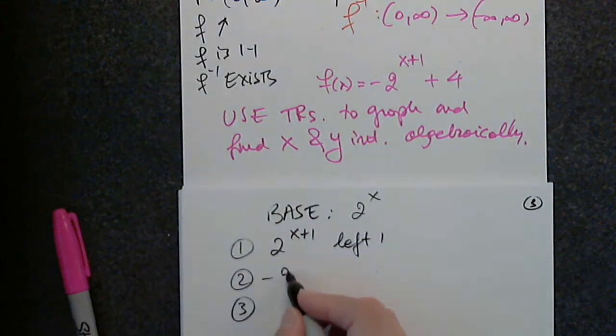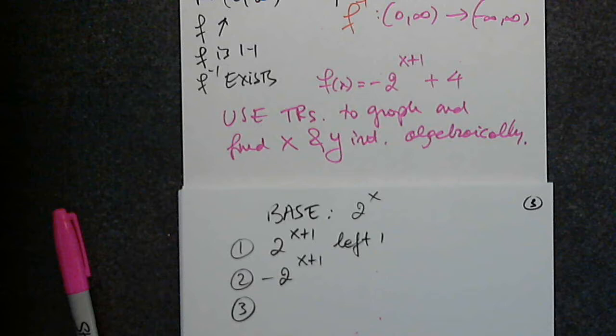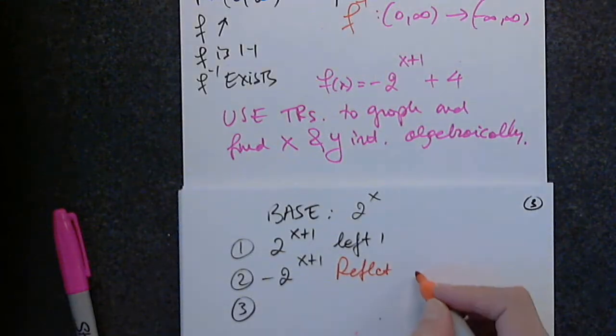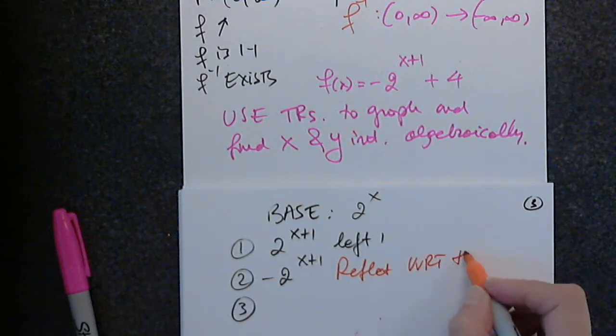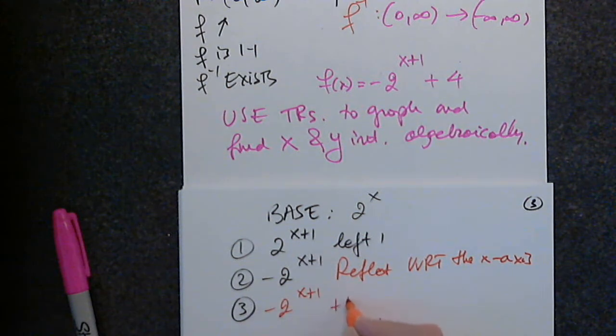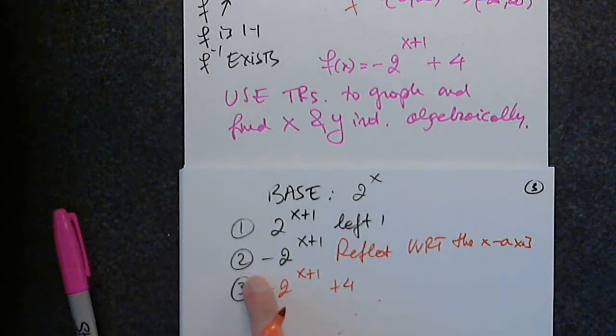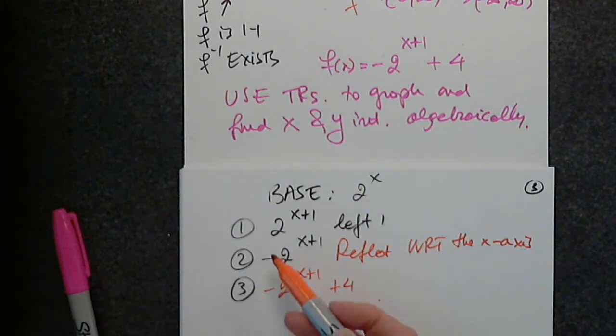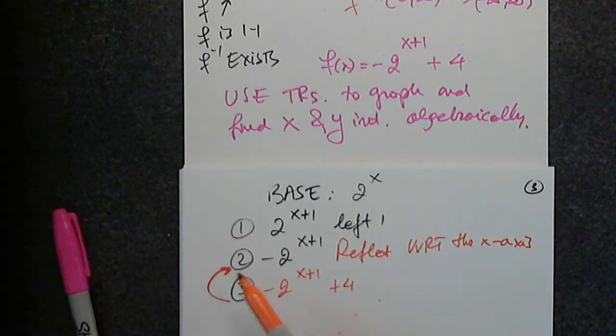Next transformation is -2 to x plus 1. What does this do to number 1? Reflect. Yes. Reflect with respect to the x-axis. Excellent. And then -2 raised to x plus 1 plus 4. What does this do to 2? Because you understand number 1 and the base are all gone. This is a transformation up 4. Very good. Up 4.